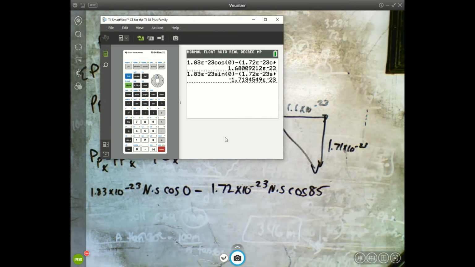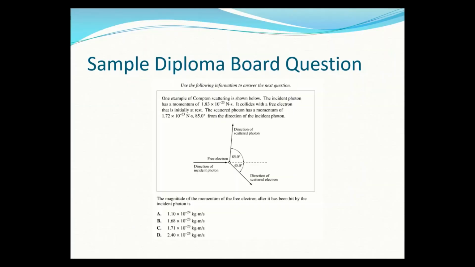So it just wants to know the magnitude. So all we have to do is Pythagoras this. So this squared plus this squared, and then square root that answer. And we get 2.399, so 2.40 times 10 to the negative 23. So we get D is our answer. Okay.